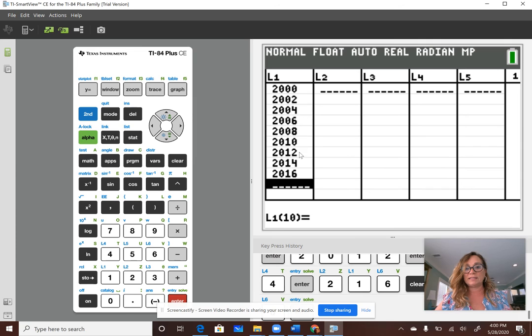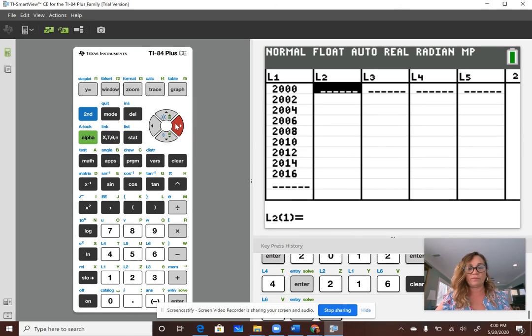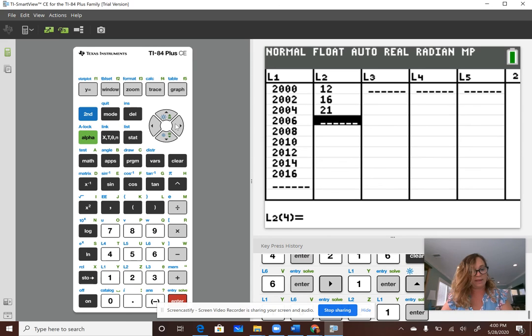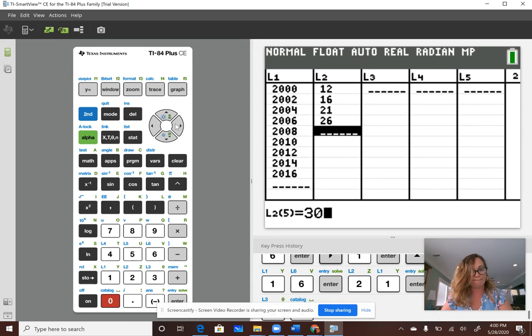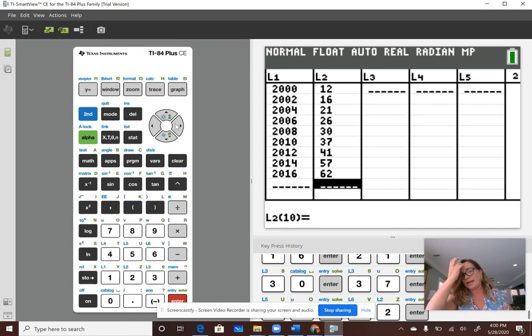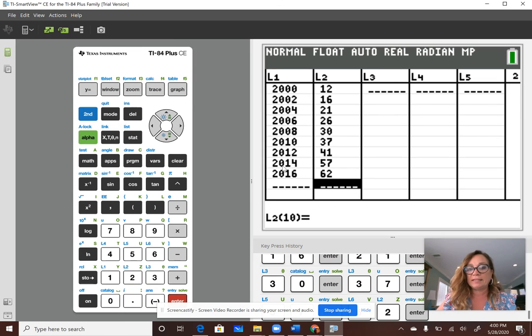2, 4, 6, 8, 10, 12, 14, 16. Good typing so far. Okay. So 12, I typed wrong. 12. Then 16, then 21, then 26, then 30, then 37, then 41, then 57, then 62. Now, if you get an error message, one of the first things you want to look at is that the length of these lists are the same, because that's the most common mistake, is typing something wrong.